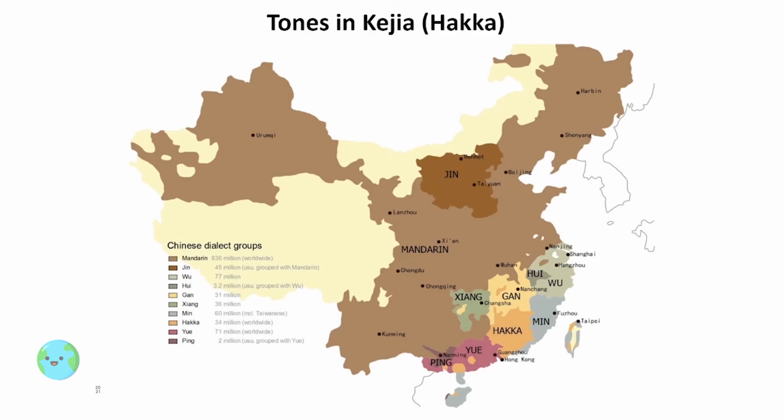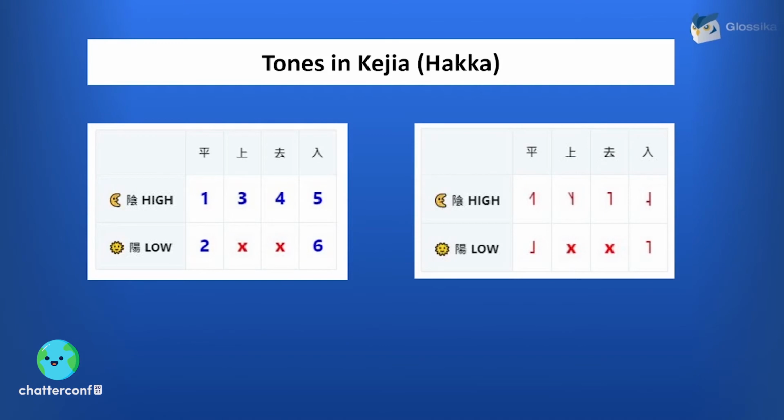Tones in Hakka. So Hakka, as you can see, is located in the south, nestled between the Min languages and Yue or Cantonese languages. So in tones in Hakka or Kejia, again, counting, you just count down just like in Mandarin first. So 1, 2, and then you count across 3, 4, 5, and then count down 6. So as you can see, the counting systems in every language can be slightly different.